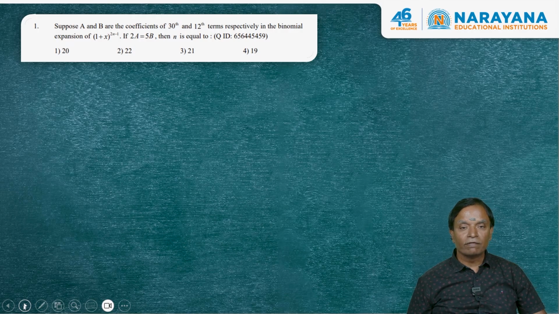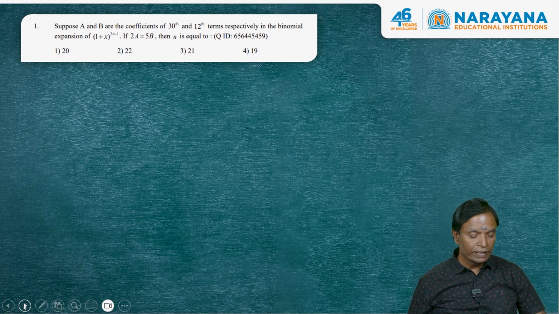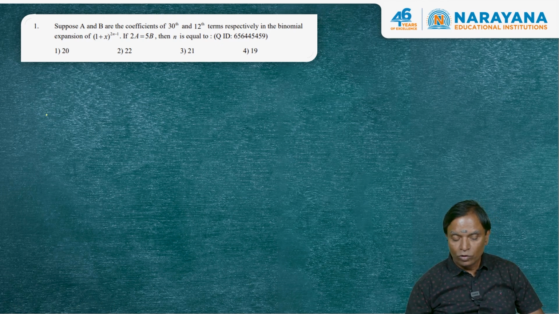Look at the first question. You are given the 30th and 12th terms' coefficients in the binomial expansion as a and b, and you are given the relation 2a is equal to 5b. Then you are asked to find the value of n. Directly I will write it.